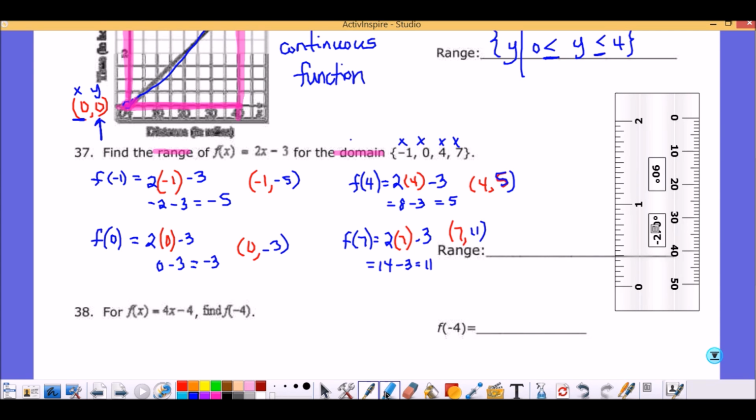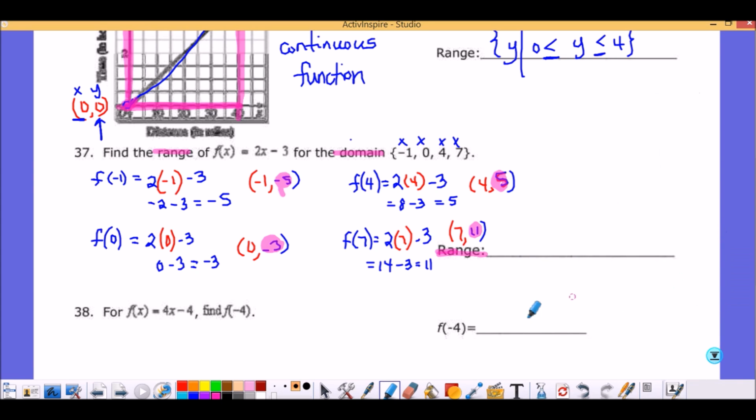All right, so range means all the y values. So it would be -5, -3, 5, and 11. Then that means I would write it as such. So I'm just going to list them: -5, -3, 5, and 11.